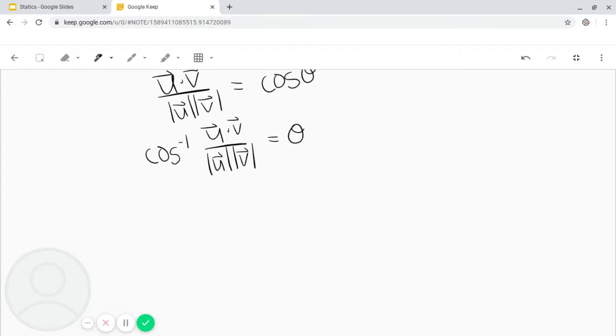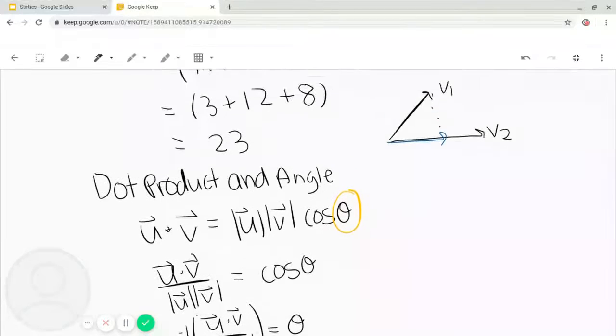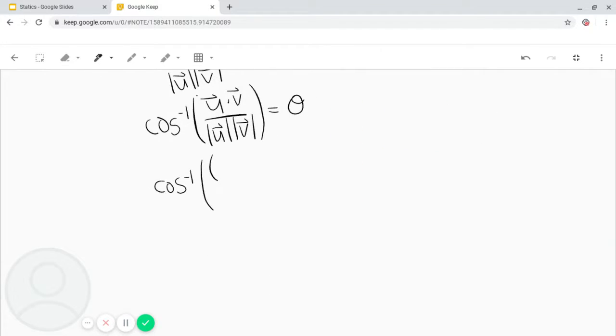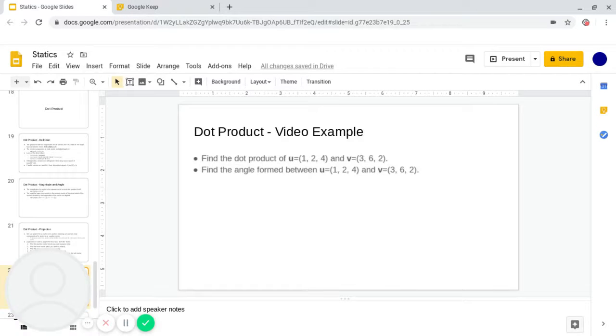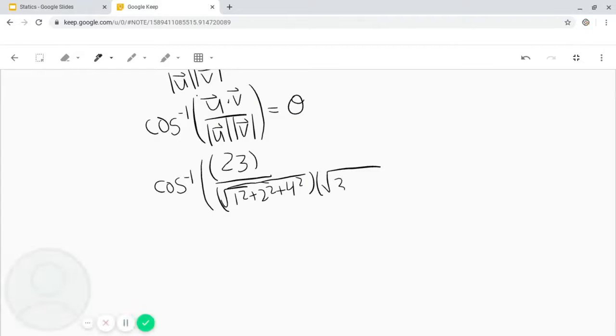So I'm going to do it sort of all in one big step, but I'll show all the steps. So I'll say cos negative 1, sorry, this should have brackets around it, cos negative 1, and then u is 1, 2, 4. Well, we already found the dot product, so I'm just going to go ahead and use it from up here. So we have 23 over the square root of 1 squared plus 2 squared plus 4 squared, multiplied by the square root of 3 squared plus 6 squared plus 2 squared.